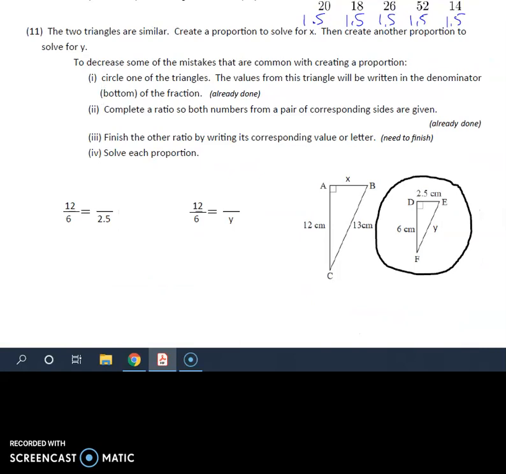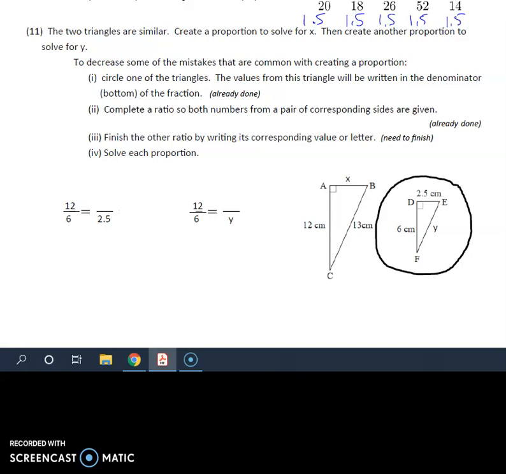When solving a problem, I like to use the idea of circling one of the triangles or one of the shapes and then using those numbers as the denominators. I find that if you develop a strategy for doing these problems, you can decrease your mistakes. And so these are the steps that I'm recommending.